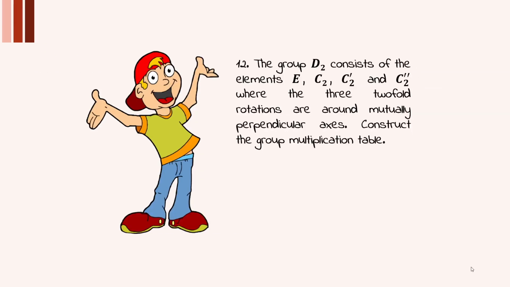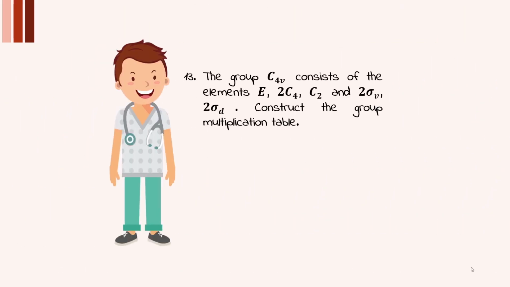The group D2 consists of the elements identity, C2, C2 prime, C2 double prime, where the three rotations are around mutually perpendicular axes. Construct the group multiplication table for this. If you want to do it, you just refer to a similar kind of group multiplication table like C2h and you will be able to do it. The group C4v consists of these elements. Construct the group multiplication table. I suppose in the list of videos you'll find one video which has a group multiplication table for the C4v point group that you have to see, and then work accordingly.